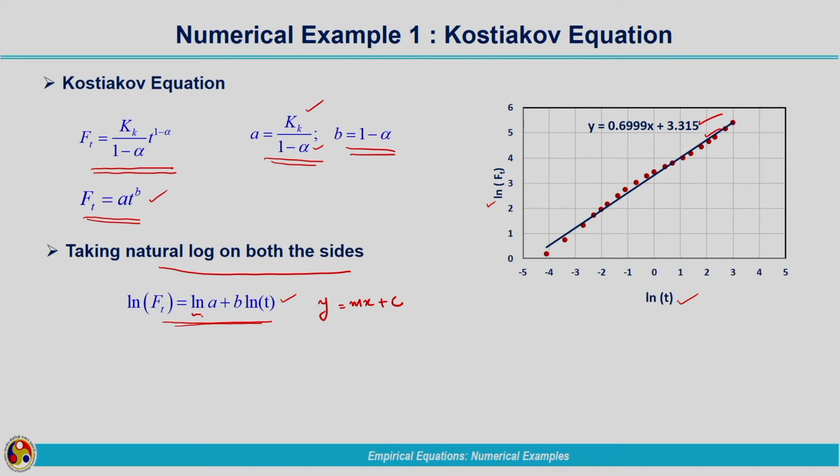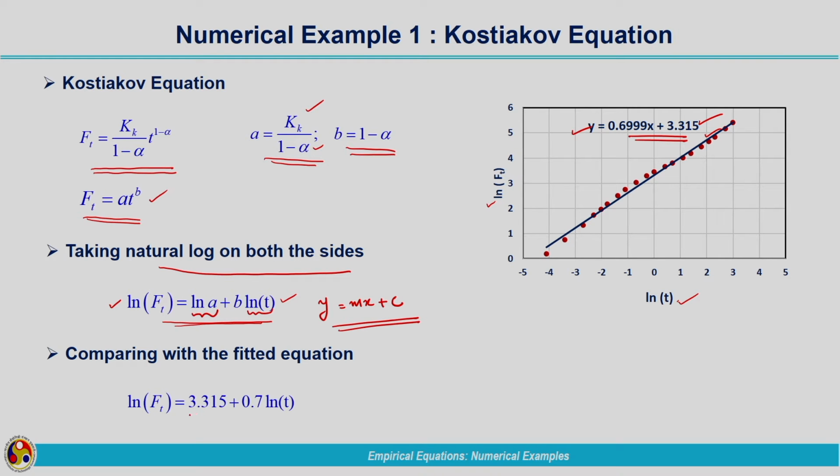C is given by ln A and our variable is ln t over here. So, mx is given by b ln t. So, the equation corresponding to the straight line is given over here. We will compare this equation and this equation to get the Kostiakov equation parameters.